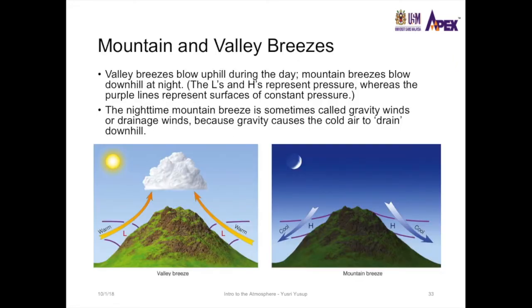Another example of the mesoscale circulation is the mountain and valley breezes. Valley breezes blow uphill during the day, while the mountain breezes blow downhill at night. The nighttime downhill mountain breeze is sometimes called the gravity winds, or even the drainage winds, because of the way gravity causes the cool air to drain downhill.